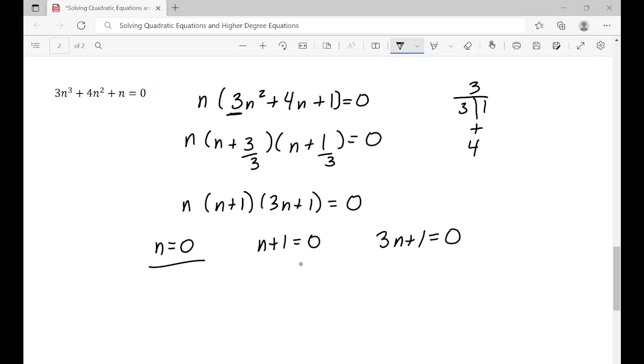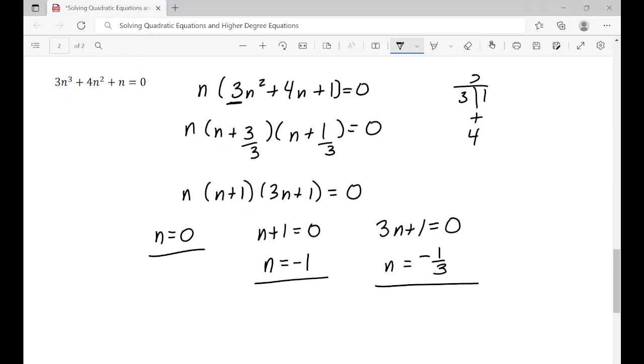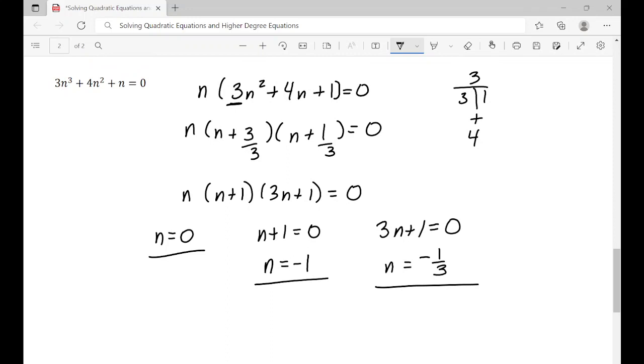Now I will subtract 1 over, and I will get n equals negative 1. So that one's done. And this one I will also subtract 1 over, and then divide by 3, so n equals negative 1/3 for my third answer. So depending on the equation you're given, it could have 2 answers, it could have 3 answers, or more. Just go by whatever's given to you and let it guide you the rest of the way.